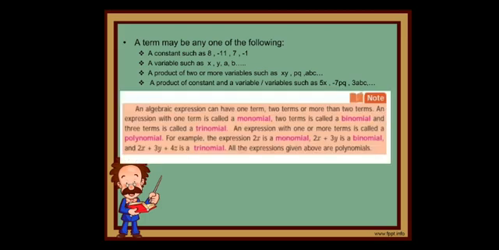Here is a note. We know that an algebraic expression can have any number of terms. That is, it can have 1 term, it can have 2 terms, or it can have more than 2 terms: 3, 4, any number of terms. So if an algebraic expression has only 1 term, then that is called a monomial.